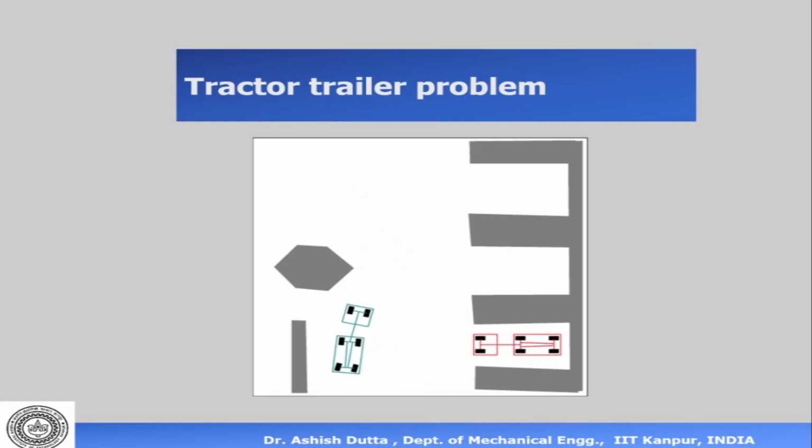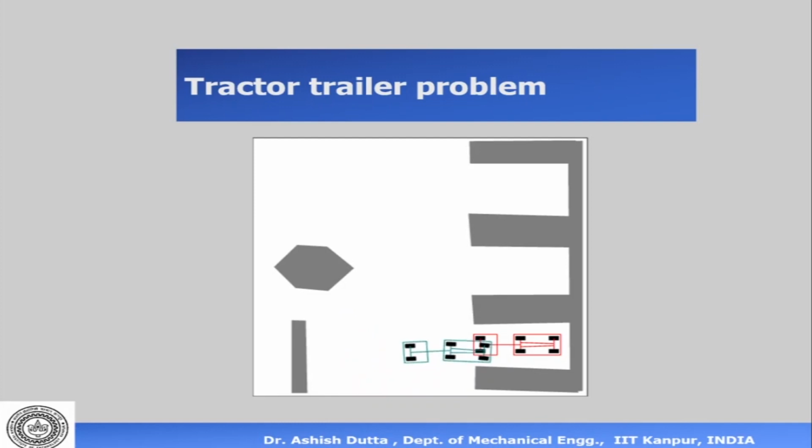Suppose this car has to go and park here. The blue car has to go and park at the red one. So what are the various motions that are required to enable the blue car to go and park on the red car? Again, it's a trailer. The back one is a trailer. You can see it is not actuated. It can only rotate and can be pulled.